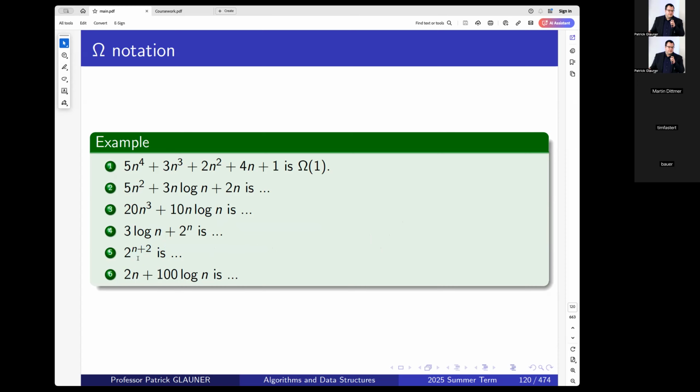One person says omega of 1. Omega of 1 is probably always true. But here I would say omega of 2 to the power of n, because this is the lowest order term.